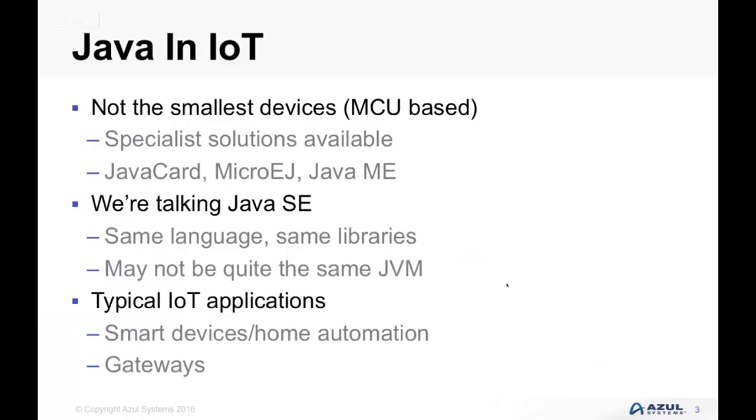In terms of the typical kind of IoT applications that we deal with in this respect, there are some smart devices which do have enough power to run a full Java environment. Things like home automation, where you can plug things into an outlet, where you do have a bit more processing power, that kind of thing will run. Gateways as well is a very good example of where you can use Java to do a lot of interesting and complex things.